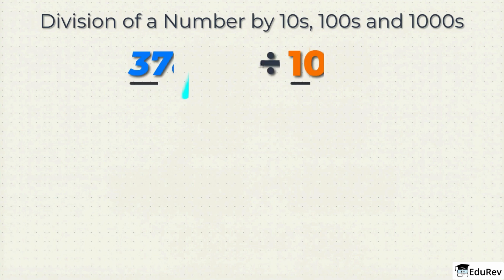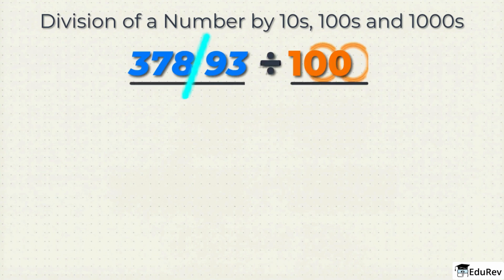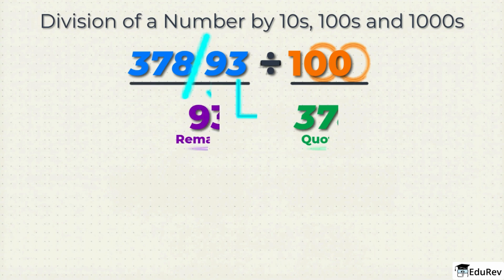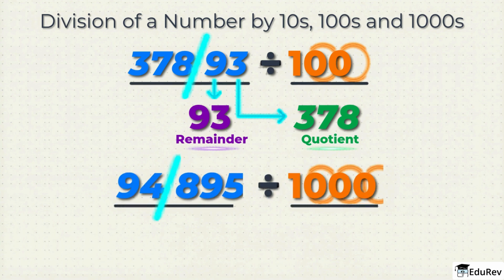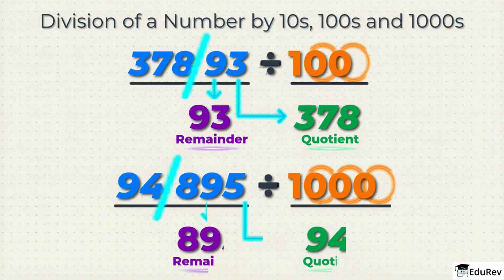Now we divide by 100 and 1000. For 37,893 divided by 100, the quotient is 378 and the remainder is 93. For 94,895 divided by 1000, the quotient is 94 and the remainder is 895. The remainder is the part that is not fully divided, so it stays at the end.